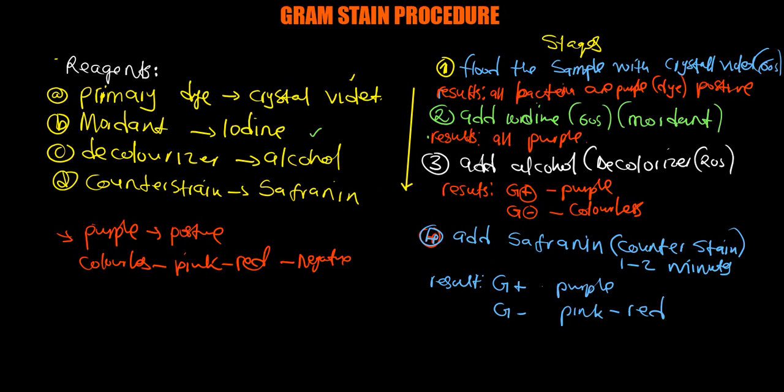Then for stage 3, you add alcohol to decolorize, remove all the colors, and see how it will perform in terms of thick or thin peptidoglycan. That will give you what? A purple or a colorless for negative. Then add safranin to just counterstain. You conclude. So a gram positive will be purple again, a gram negative will be pink or red. So this marks the end of the lesson.